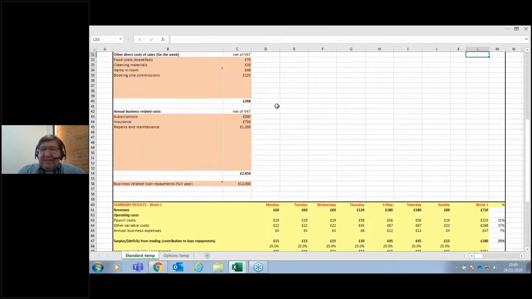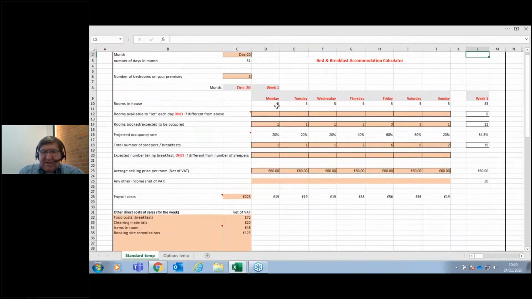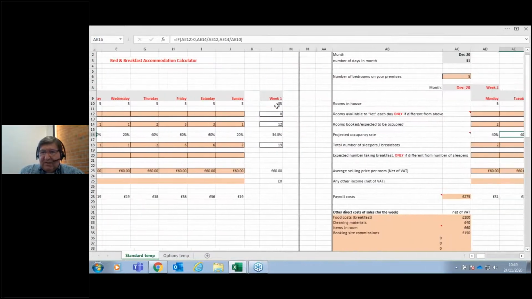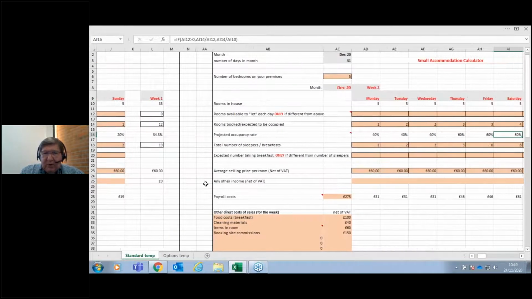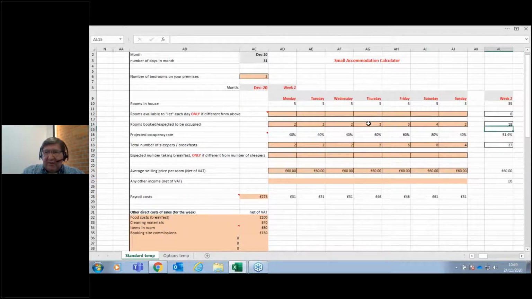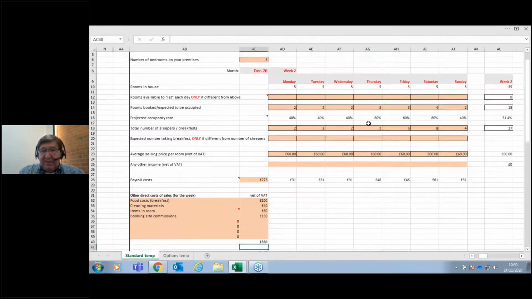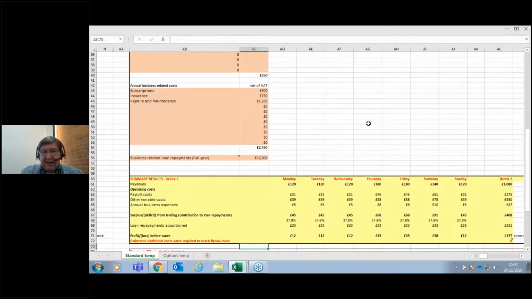And in essence, then what happens in subsequent weeks is all of that information, other than the number of rooms sold and the number of sleepers and other direct costs, is then automatically dragged across. So now we're saying we're selling a few more rooms this week than we did last week. We're going to sell 18 in total. Our food cost this week in terms of breakfast is going to be £100, £40 in cleaning materials, and so on and so on. And our payroll costs this week are going to be a little bit higher, £275. That's all we have to add in to subsequent weeks.